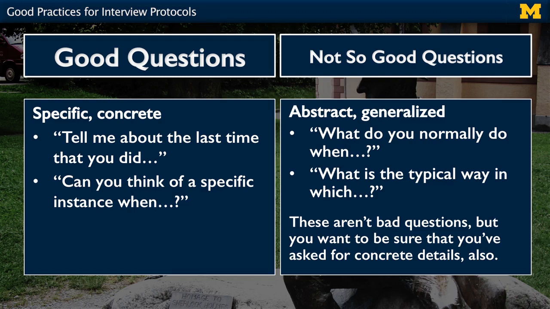You want to avoid questions where you necessarily ask them, what do you normally do when, or what is the typical way in which you do something? Because what this does is it causes the interview participant to generalize from their experience. And sometimes people are not very good at generalizing accurately. Again, the generalization is your job as a researcher. And so what you really want to do is start with the concrete, specific information.